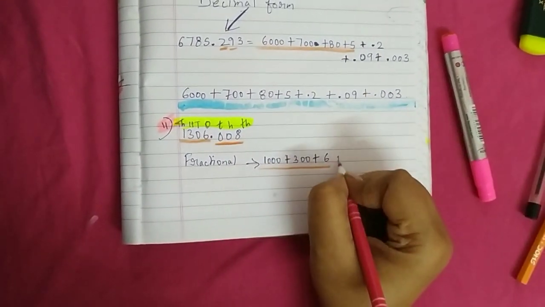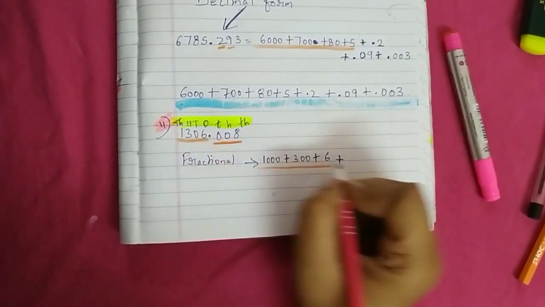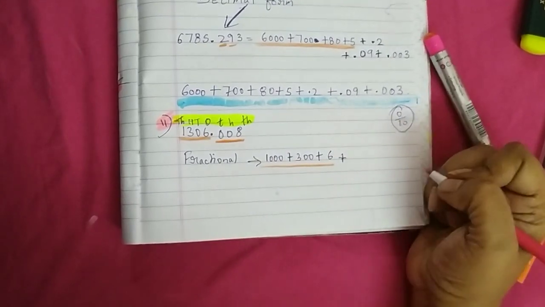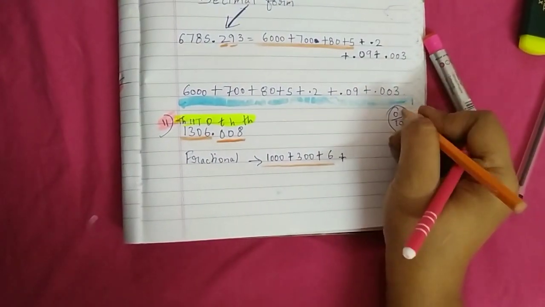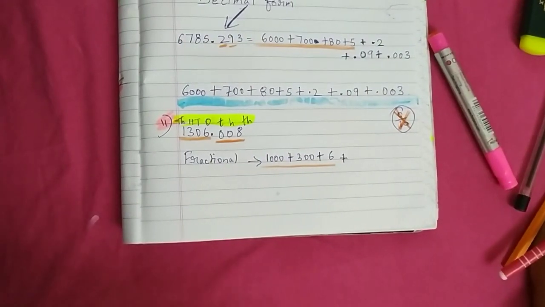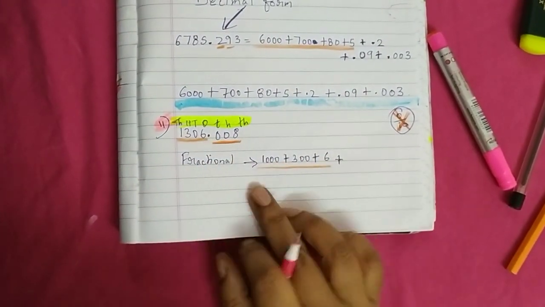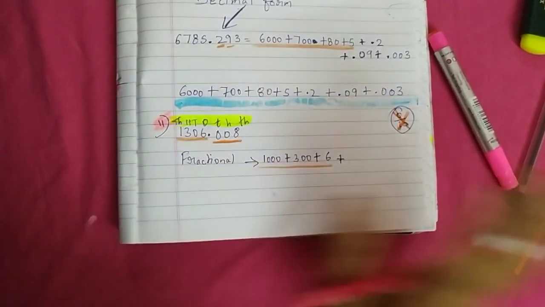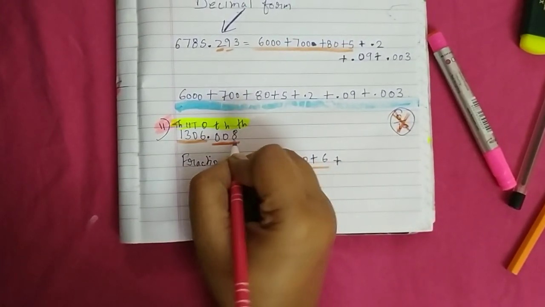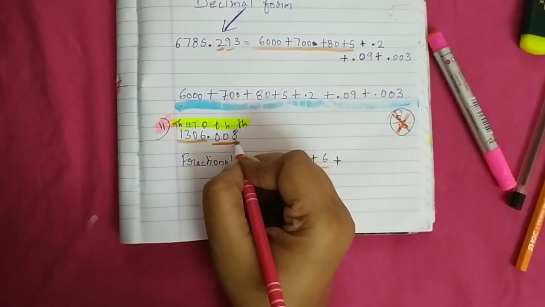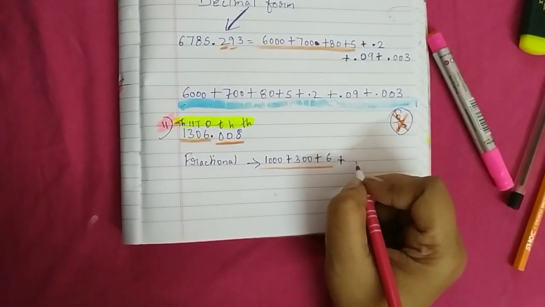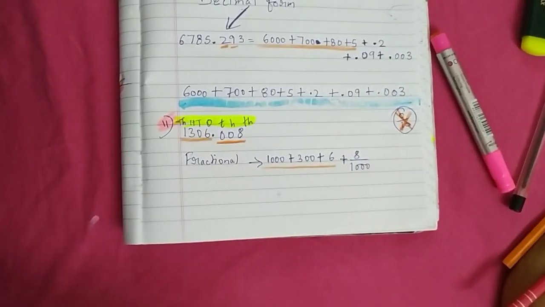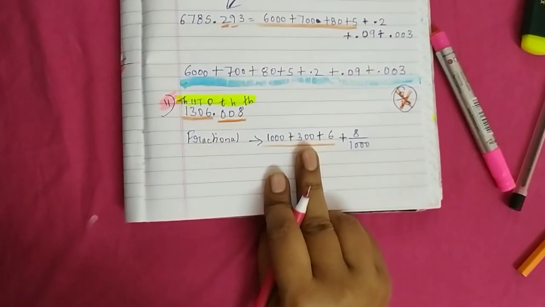Now come to the fractional form. Plus 0. So children, we will not write this 0 upon 10. We will not write. This is wrong. This way of writing the fraction is wrong. So we will leave tenths place. Then 0 upon 100. No, it is again wrong. 0 is at hundredths place. Leave that also. Then come to this. Thousandths place. So 8 upon 1000. Is it clear, children?